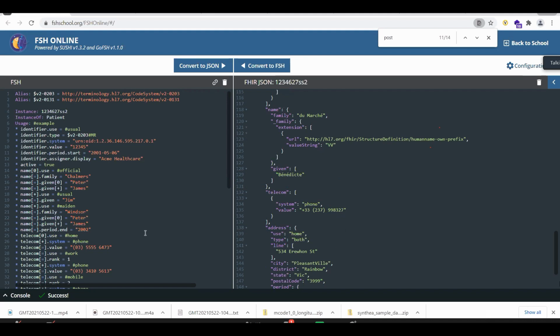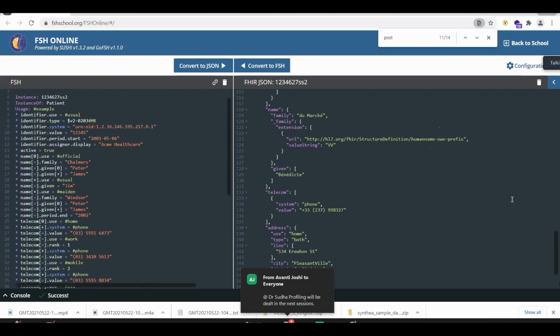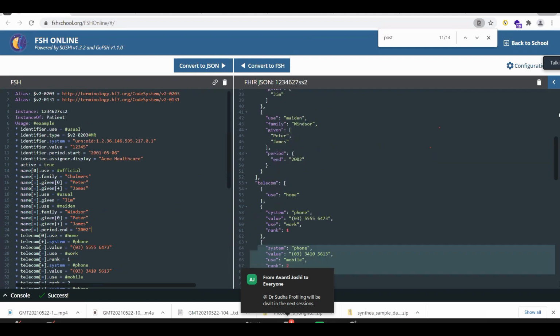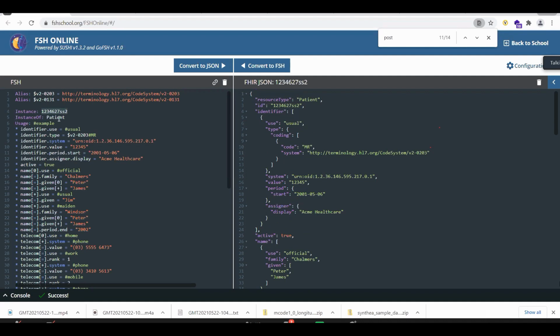So the tool that I'm showing you is actually the FHIR shorthand tool, and if we get time, I'll explain this tool. This tool helps you hand code a resource very easily. I'm just giving you a short example of how to read it. First, for any of the terminology systems that you want, you give a variable to it, so now you can reference it as the alias. Instance is actually the ID of the resource, so that will come on top. Then instance of is the type of the resource, that is Patient. And then a usage example, you just leave it.